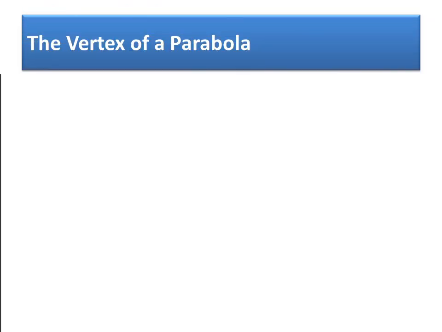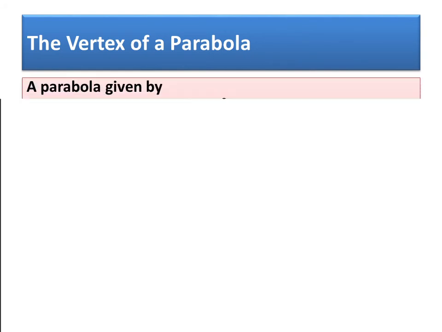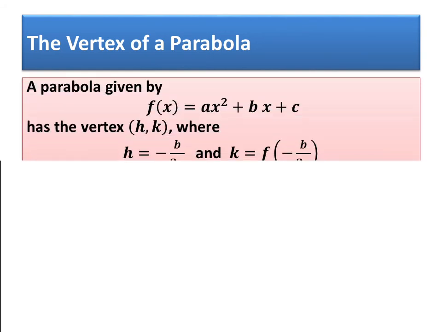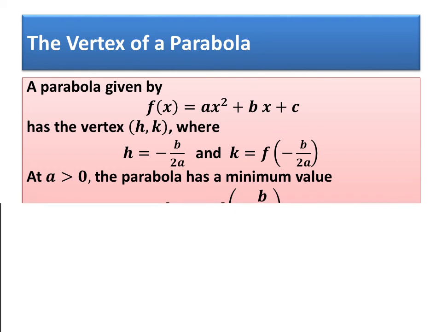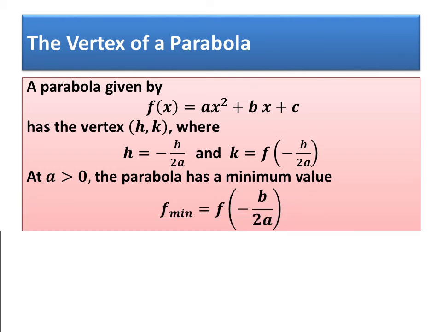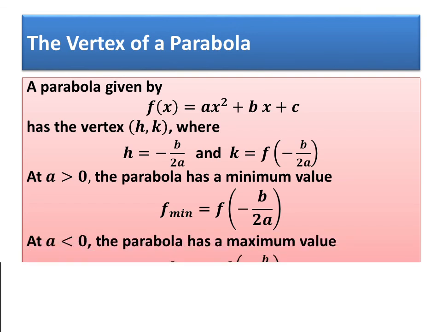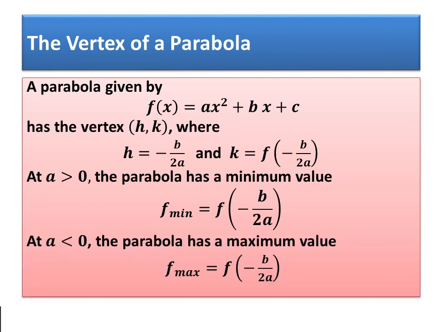The vertex of a parabola is the point whose coordinates are (h, k). h equals -b/2a, while k is equal to f(h), which is f(-b/2a). And as we said, for a greater than 0, the parabola has a minimum value, f minimum equals f(h). And for a less than 0, the parabola has a maximum value. f maximum equals f(h), which is f(-b/2a).